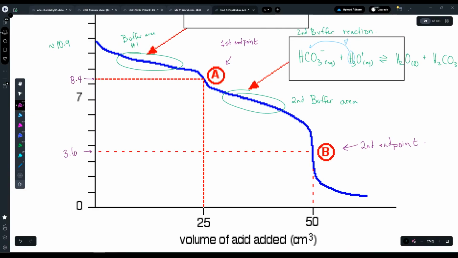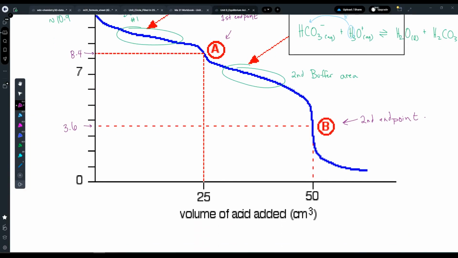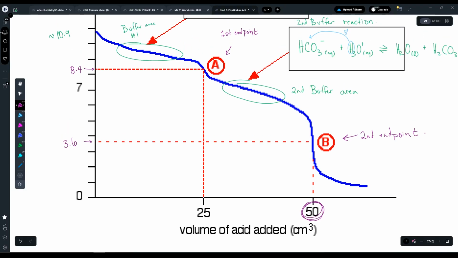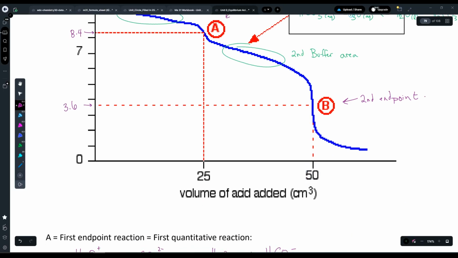And what I haven't been mentioning is just the equivalence point volumes. For the second endpoint, the equivalence point volume would be 50 milliliters. The equivalence point volume of the first endpoint would have been 25 milliliters. If you're wondering what this centimeters cubed is, 1 centimeter cubed is equivalent to 1 milliliter.